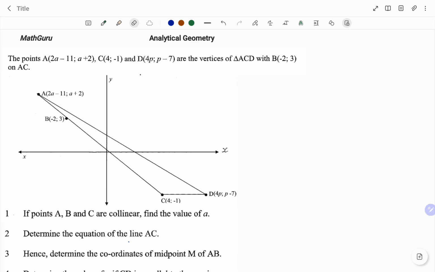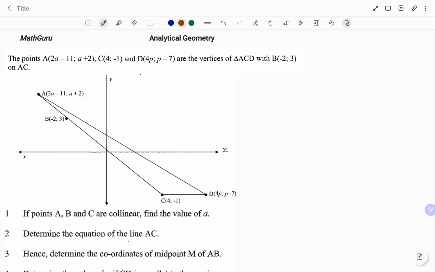We have the points A, C and D as vertices of triangle ACD with point B on the line AC. The first part of the question says, if points A, B, C are collinear, find the value of a. Note that points are said to be collinear if they lie on the same line.